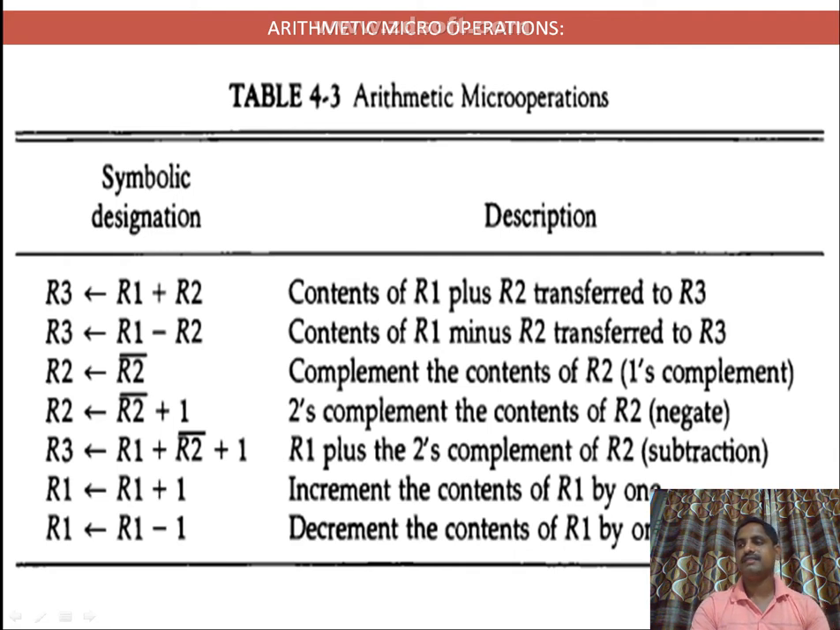R2 bar is the symbol for the complement of R2, and adding 1 to the complement produces the 2's complement. Adding the content of R1 to the 2's complement of R2 is equal to R1 minus R2. The increment and decrement micro operations are symbolized by plus 1 and minus 1, and are implemented with a combinational circuit or with binary up and down counters. These are the different types of arithmetic micro operations: addition, subtraction, complement, increment and decrement.